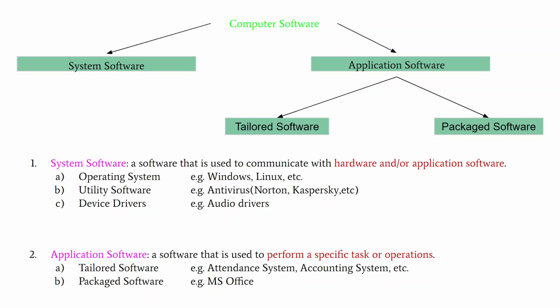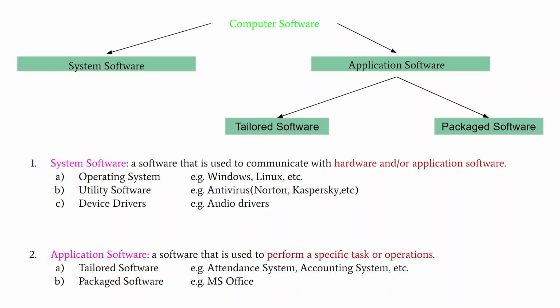Microsoft Office, on the other hand, is an example of package software. Microsoft Office is a package of Word, PowerPoint, Excel, etc. Package software are not developed as per the needs of a particular organization. Instead, they are developed with a wide range of customers in mind.